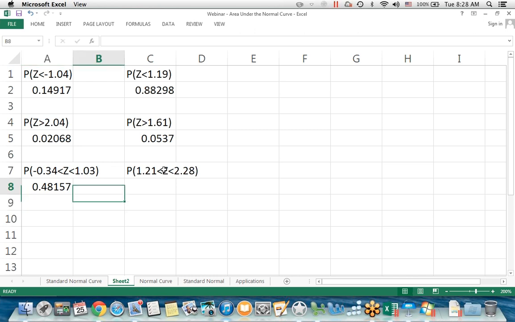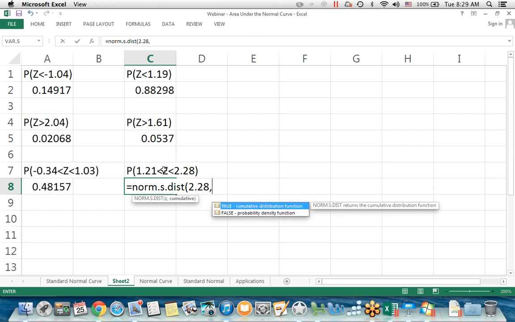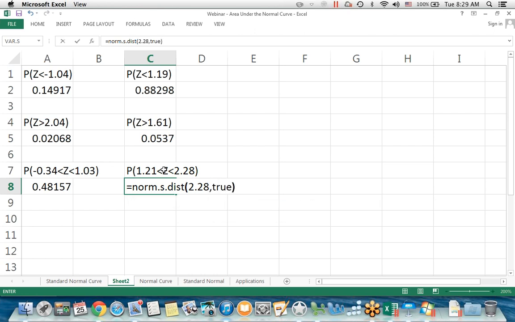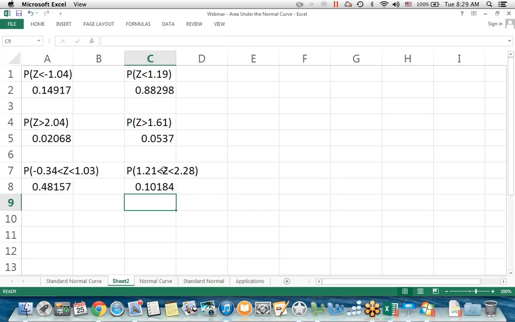Let's try it again for the second. Equals, forgot my equal sign, norm.s.dist, open parentheses, 2.28, true, minus norm.s.dist, open parentheses, 1.21, comma, true. And that gives me 0.10184.